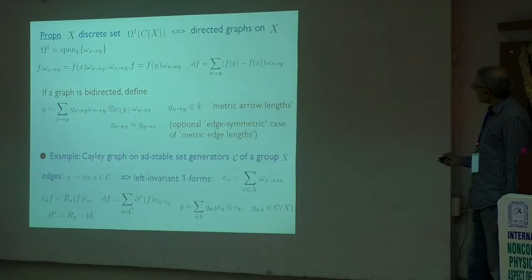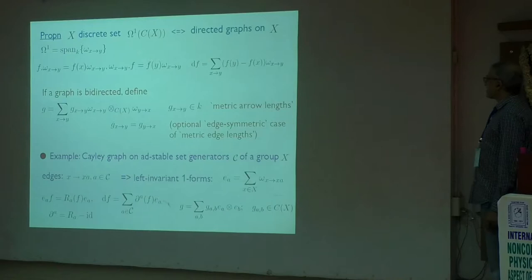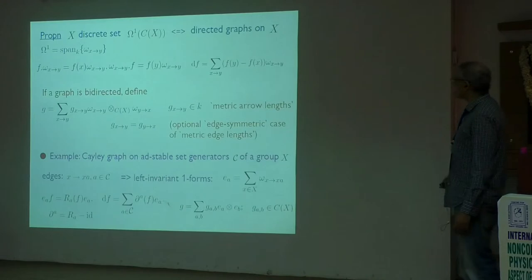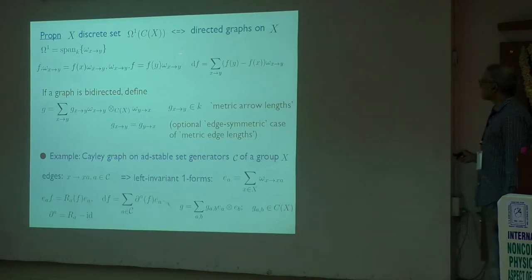The differential is just the sum of all arrows with all the basis vectors, but weighted by the finite difference across the arrow. So this is extremely natural, and in fact, because it's equivalent to a graph, all of graph theory is just the differential calculus. I mean, not all of graph theory, but you can translate graph theory into differential calculus and vice versa, because they are in one-to-one correspondence.